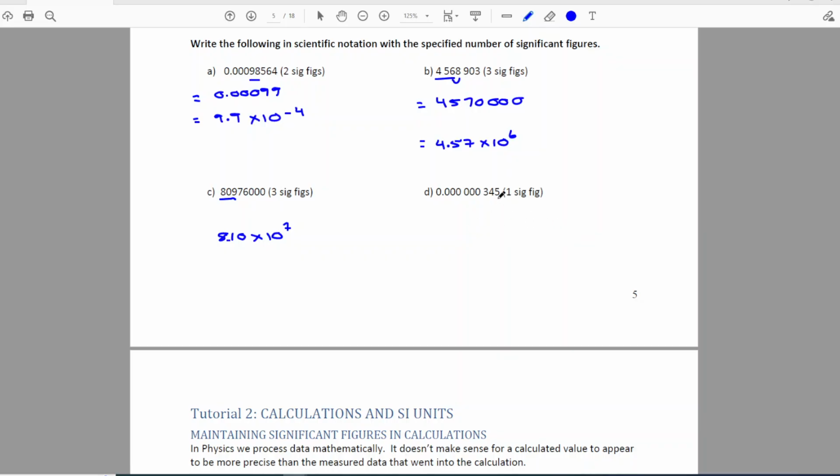Okay, and then this one with 1 sig fig, I only want the 3 because it's a 4 beside it. I keep it as a 3, and then I just do 3 times 10 to the 3, 6, 7, and it's going to be a negative 7 because it's a small number. All right, hopefully that made sense to you, and that is the end of our introduction to counting significant figures.